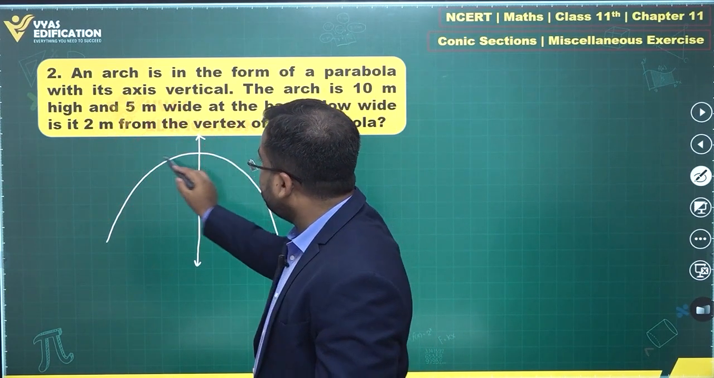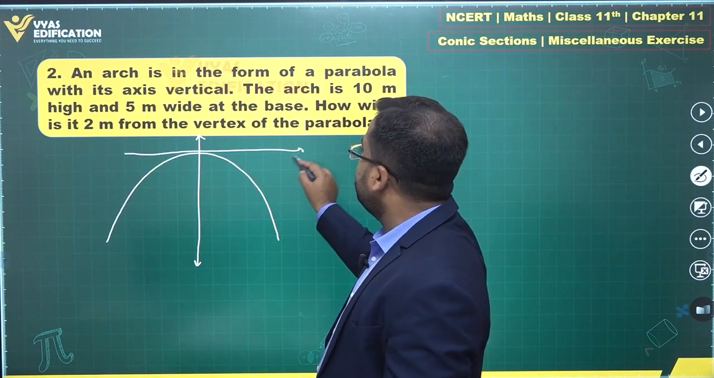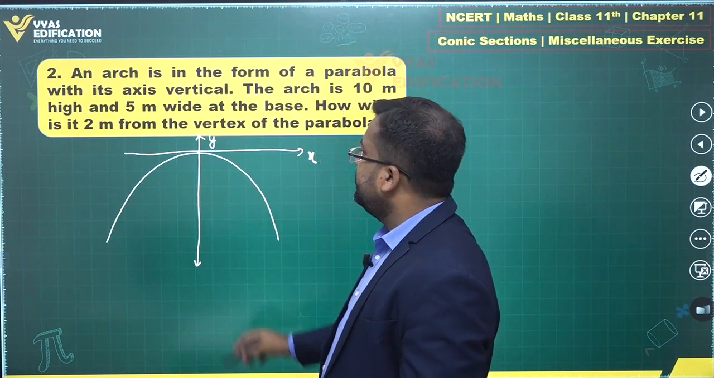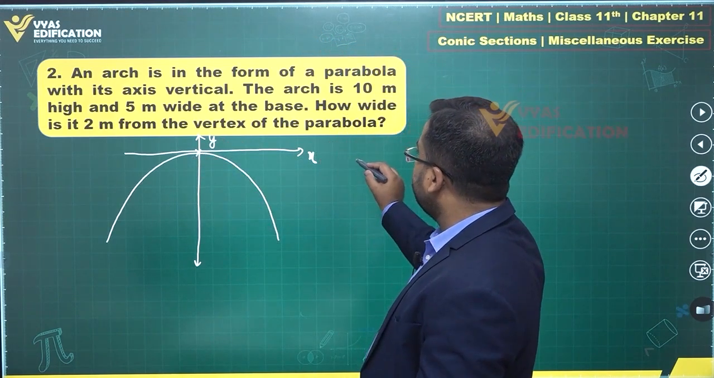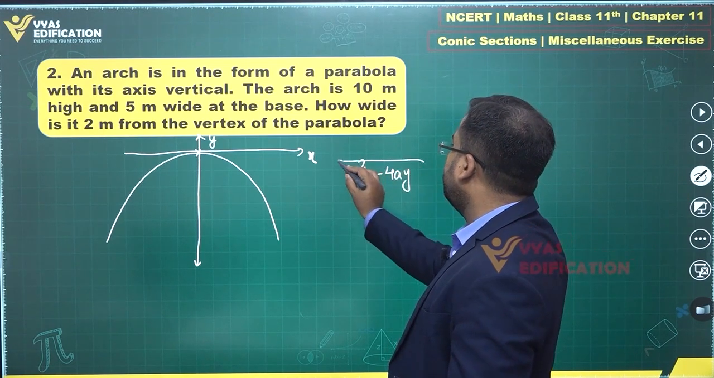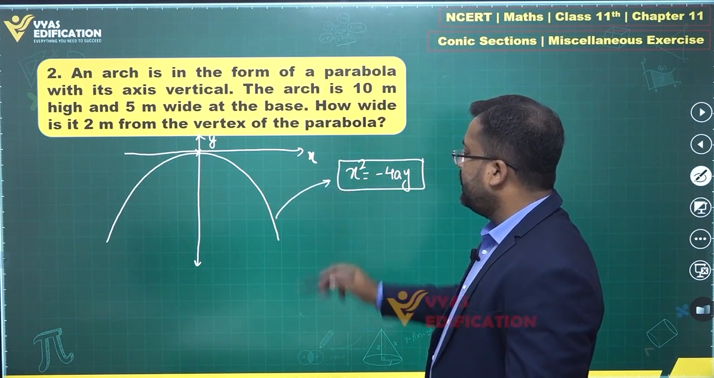In that case, this can be the y-axis and this here can be the x-axis, let's say. This will be the vertex of the parabola, and the equation will be x squared equals minus 4ay. This will be the equation of this parabolic arch.